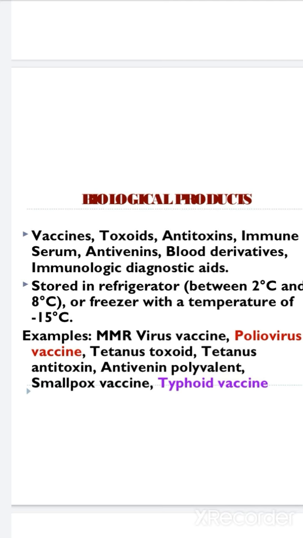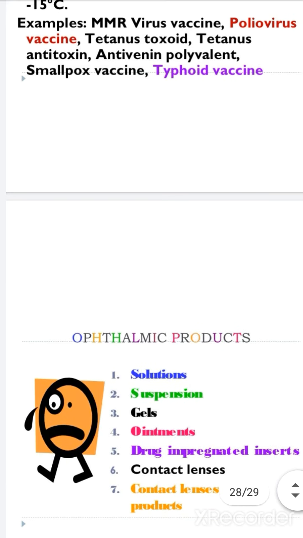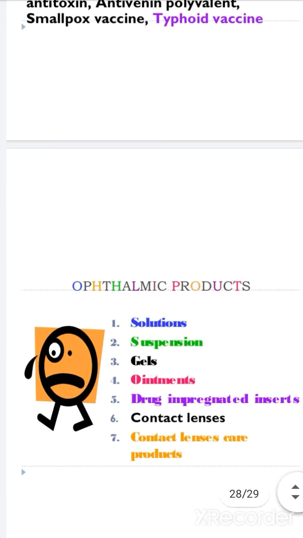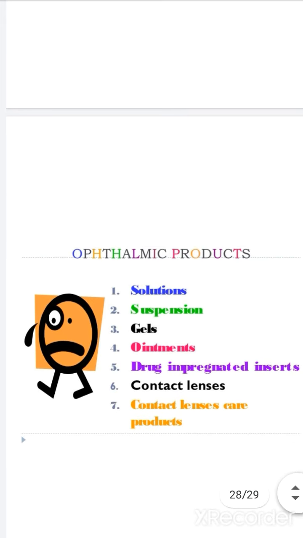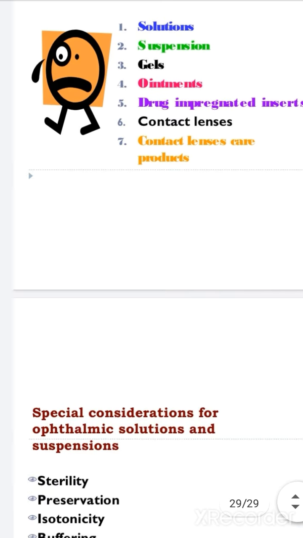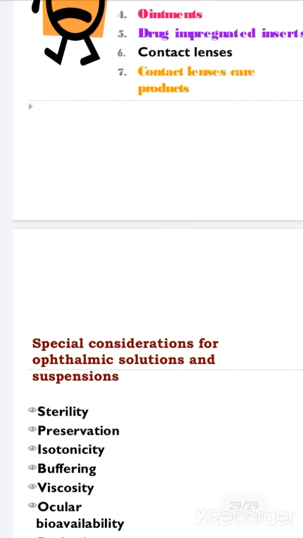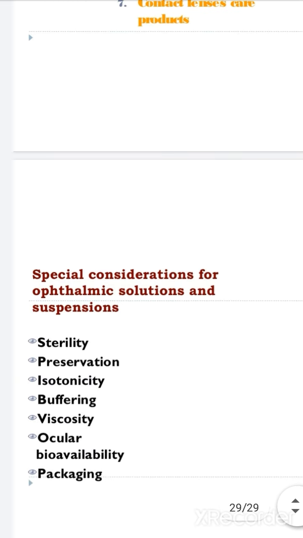Now there are some ophthalmic products: solution, suspension, gel, ointments, drug-impregnated inserts, contact lenses. Special consideration for ophthalmic solution and suspension: sterility, same as before but more specific, because ophthalmic means it is administered into the eye. It should be sterile, with preservation, isotonicity, buffering, viscosity, ocular bioavailability, and packaging.